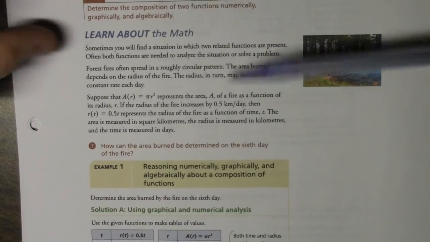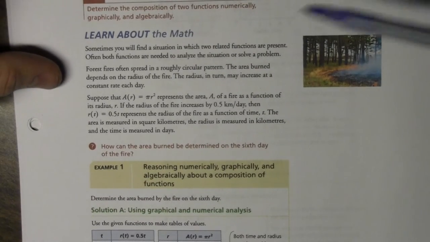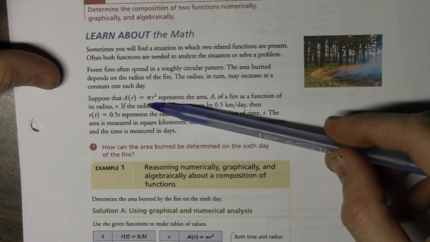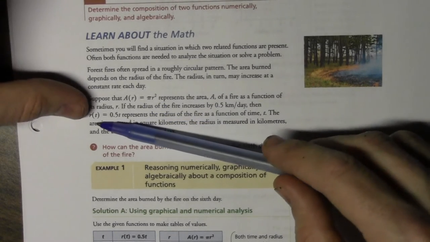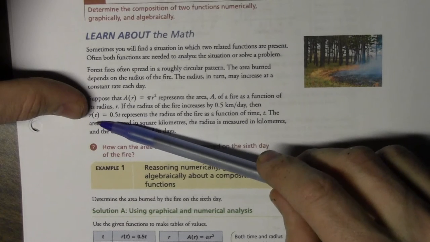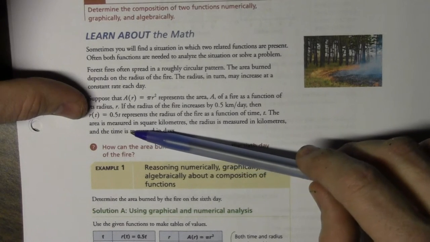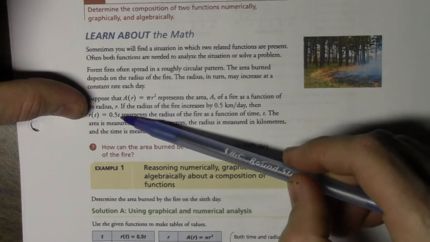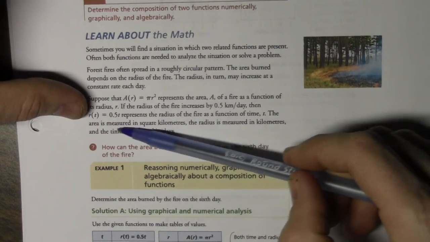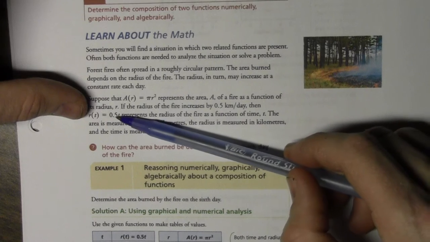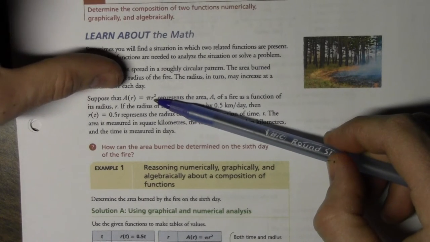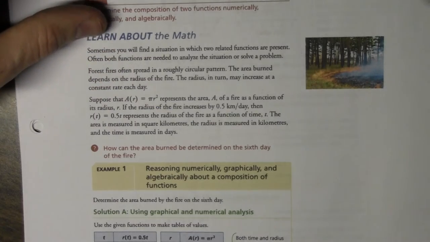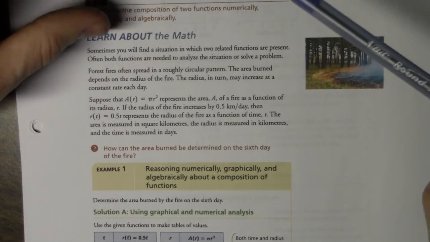So this is a great, really simple example where we have two functions. One is for the area, which we all know is pi r squared, and the other one is a function that relates the radius to time, so the amount of time the fire has been burning. So we're going to take that radius function and substitute it into the r value for the area function. So that's what we mean when we talk about composition of functions.